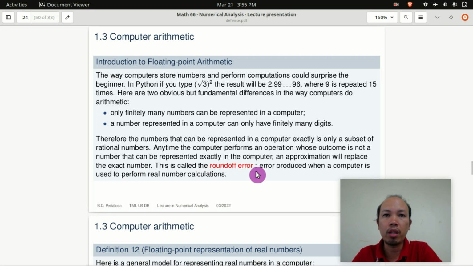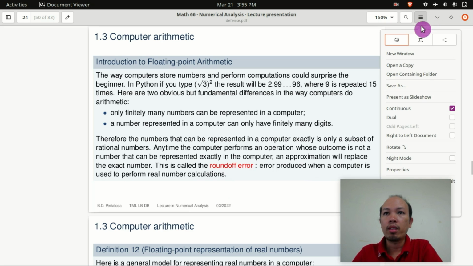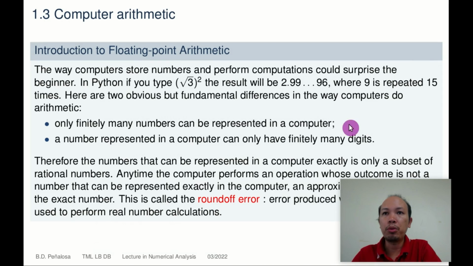This is an error produced when a computer is used to perform real number calculations. So maybe the computer can represent 15 digits or 8 digits. It depends upon the computer. If you are using a calculator and look at the display, maybe the calculator can perform up to, let's say, 8 significant digits or 6 significant digits, depending on the calculator. Okay, so depending on the machine.